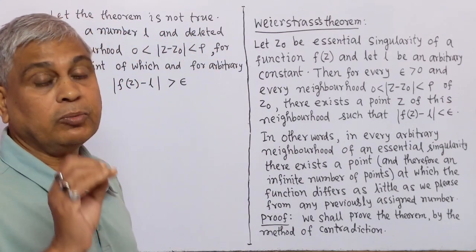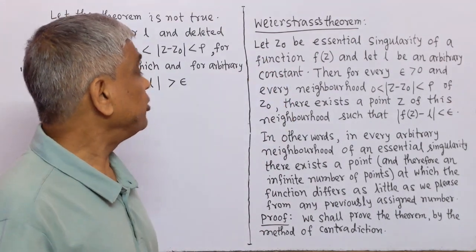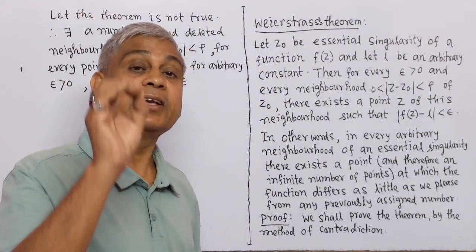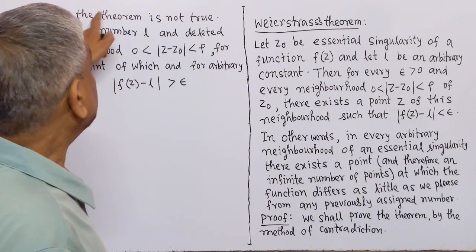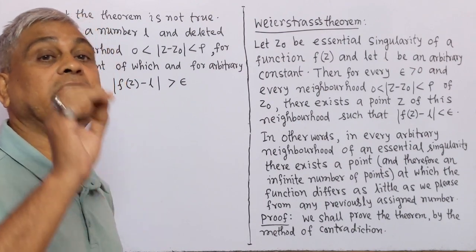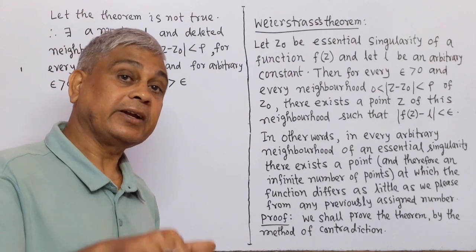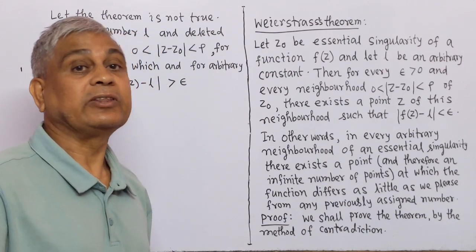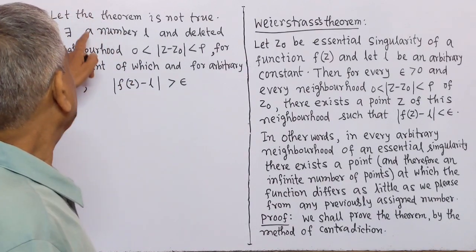Now we prove this. We shall prove this theorem by the method of contradiction. Therefore, let the theorem is not true. We assume that the theorem is not true. And then if we get contradiction, then our theorem will be proved.